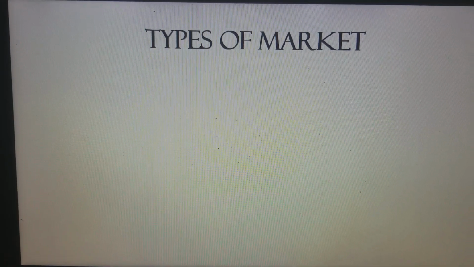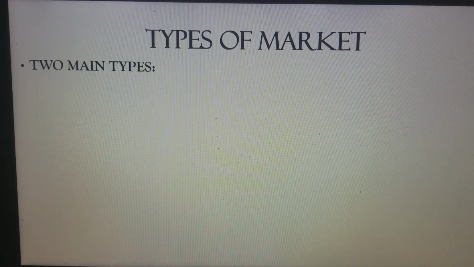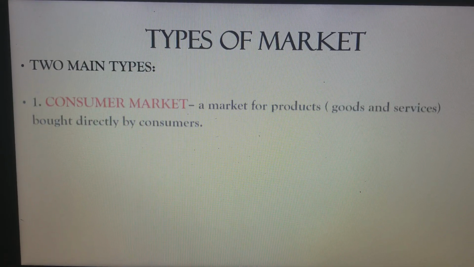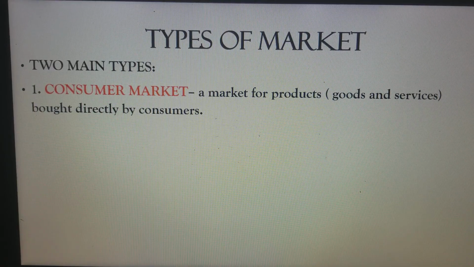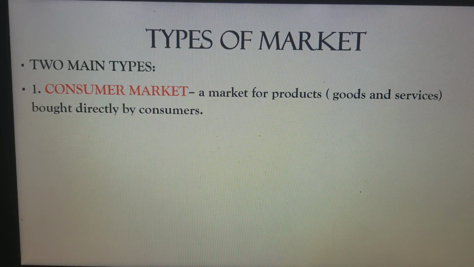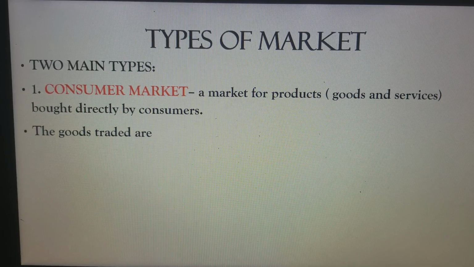All right, we're going to look at two main types of market. One is referred to as the consumer market. Now, the consumer market is really a market for products, goods and services that the consumer can buy directly. The goods are traded.